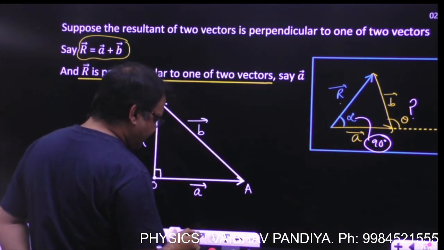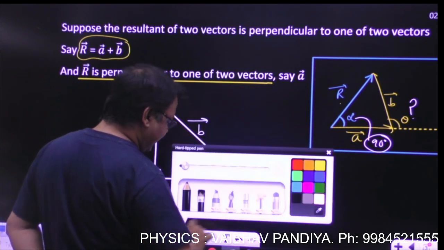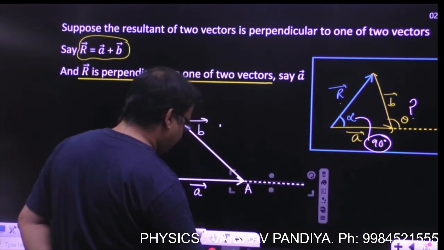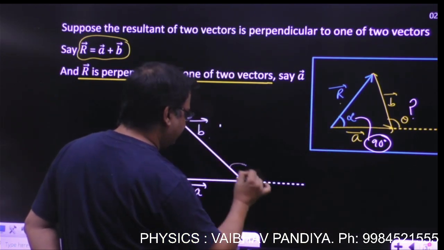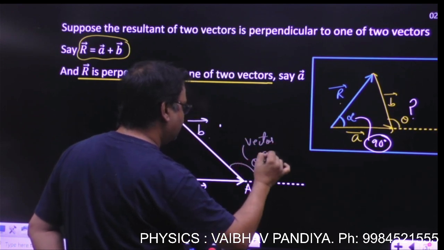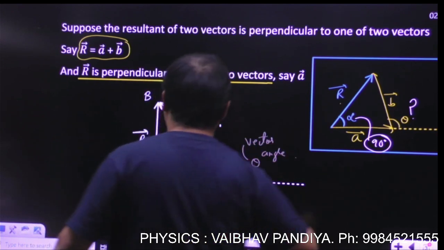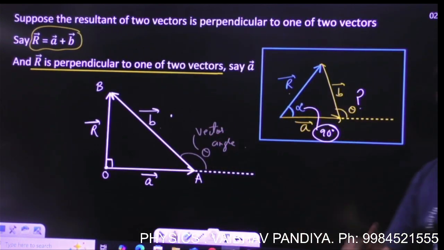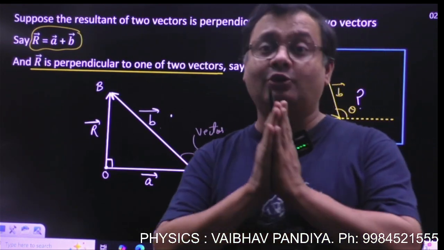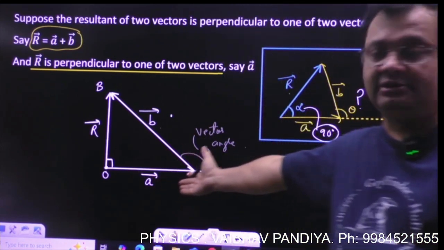Now you can make the vector angle. You can extend the line of vector A, something like this, and this is the exterior angle. So this will denote the vector angle. So whenever vector R, the resultant of two vectors, is perpendicular to one of the two vectors, we will always make the figure like this.